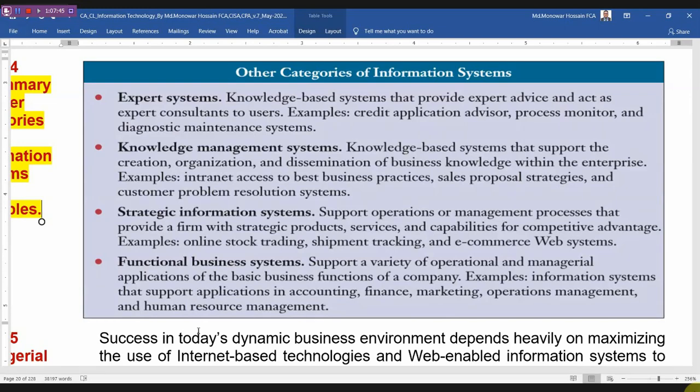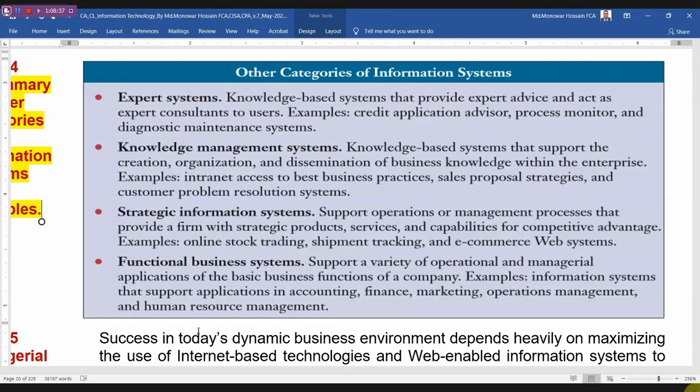And a strategic information system supports operations or management processes that provide a firm with strategic products, services, and capabilities for competitive advantage. If we see the examples here: online stock trading, shipment tracking, and e-commerce web systems, etc. If you call an Uber through your mobile app, you will see where the car is coming from, where the car is, and the time, etc. Everything you will understand. That type of strategic information system, through online, web, e-commerce, etc., is very popular at this moment.